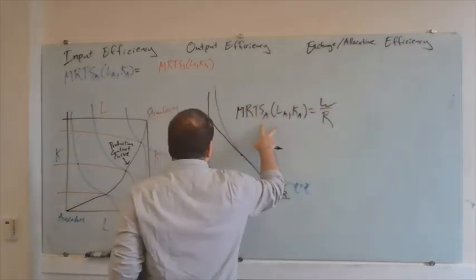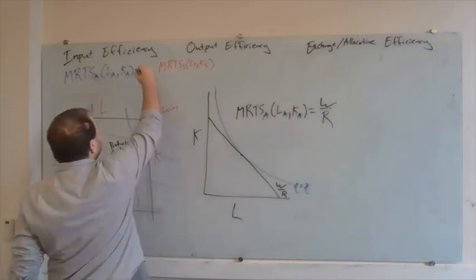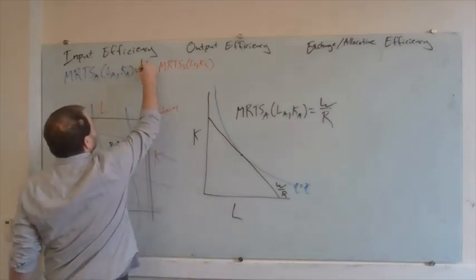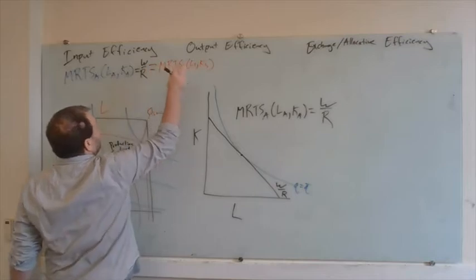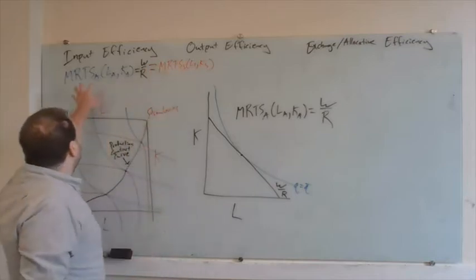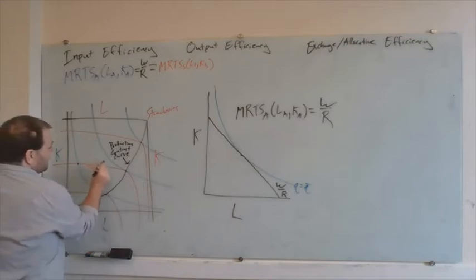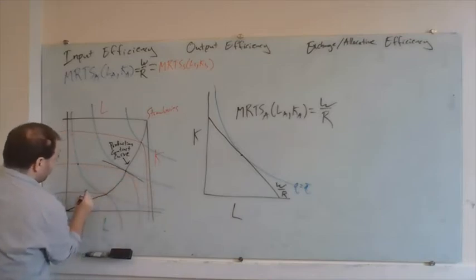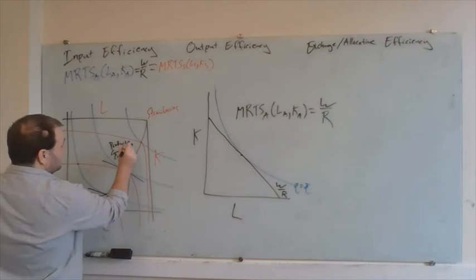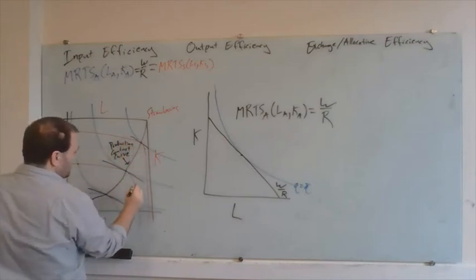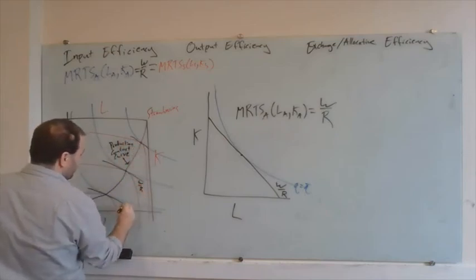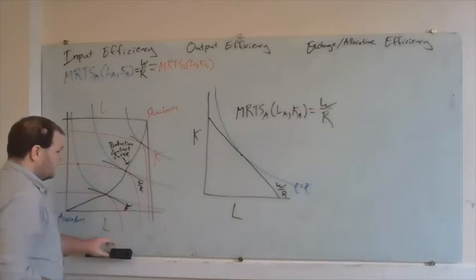So because this is happening in the avocado industry and in the strawberry industry, we'll say MRTS A equals W over R equals MRTS S. Therefore, the avocado MRTS equals the strawberry MRTS. Graphically, we can just stick a little line like this through each of these with a slope of W over R. Awesome.